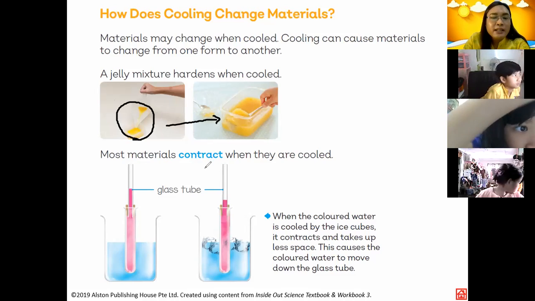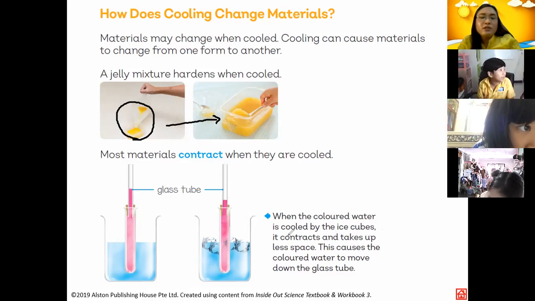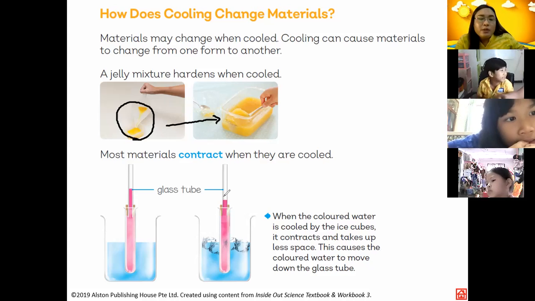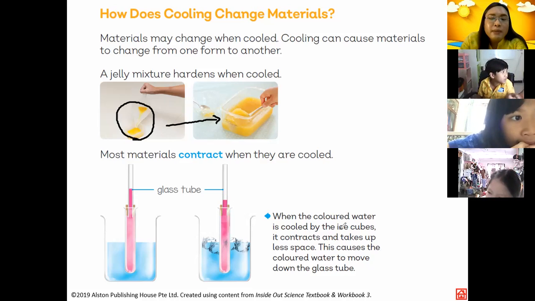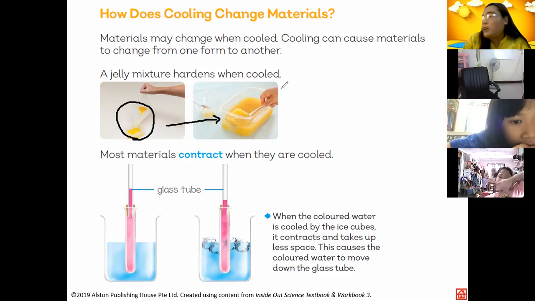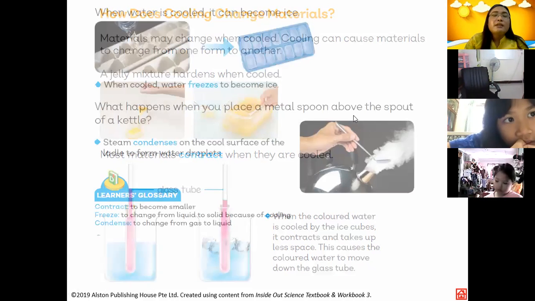Most materials contract when they are cold. For example, you see when the colored water is cooled by the ice cubes, it contracts and takes up less space. So this causes the colored water to move down the glass tube. I know it's very difficult, but it's okay. That's fine. Now turn your book to, oh, it's the same page, class. So look at this one.